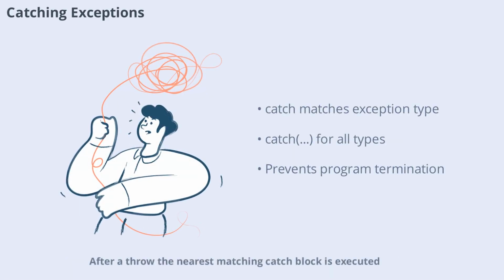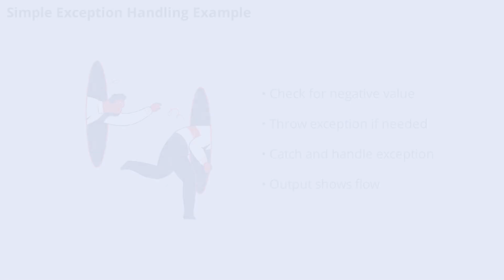After a throw, the nearest matching catch block is executed. You specify the type of exception you want to catch in parentheses after the catch keyword. If no matching catch block is found, the program may terminate. To handle any exception type, you can use a catch block with an ellipsis, catch(...), which acts as a catch-all handler. Let's look at a simple example.